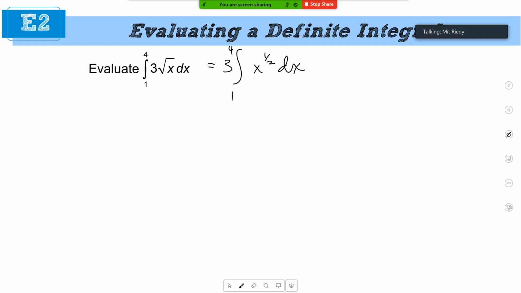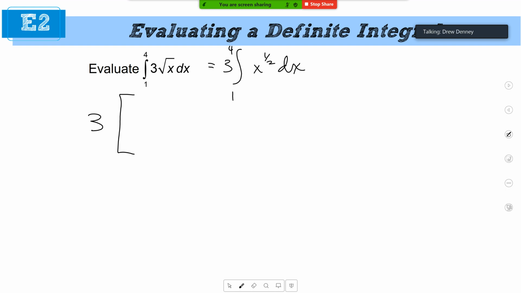You'll notice that when I rewrote the problem, I moved the 3 out in front because when we take the antiderivative with the constant, you could just move the constant out in front. So as I progress from here, I'm going to take my final answer and multiply it by 3 so I don't get that 3 wrapped up in any of the calculus. All right, Drew, let's pick on you. What's the antiderivative of x to the 1/2?